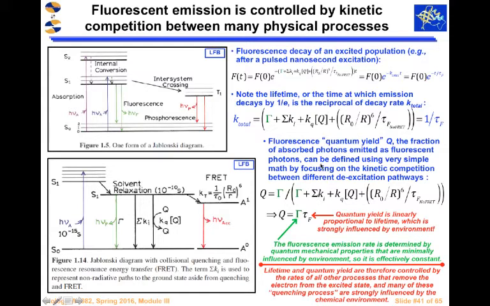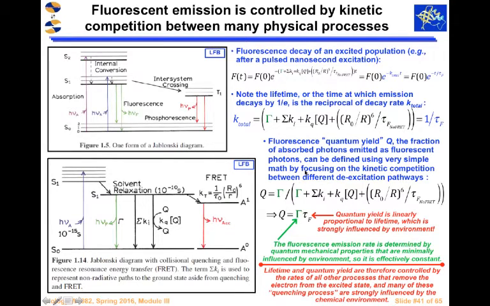And so the way we're going to do that is, we're actually going to look at fluorescence intensity. We're going to observe fluorescence intensity experimentally. But fluorescence intensity is going to be simply related to something called quantum yield. So the quantum yield Q is defined as the fraction of absorbed photons emitted as fluorescent photons.